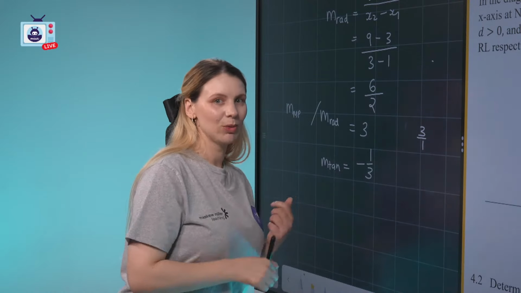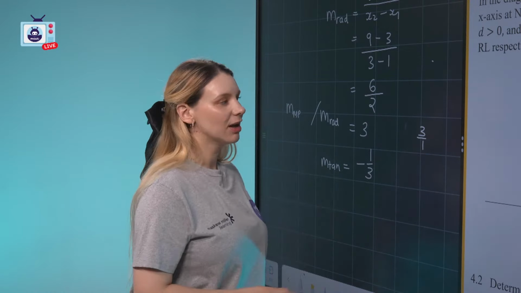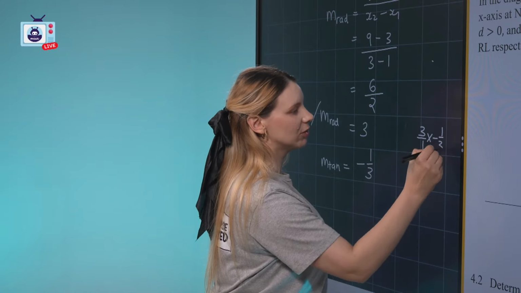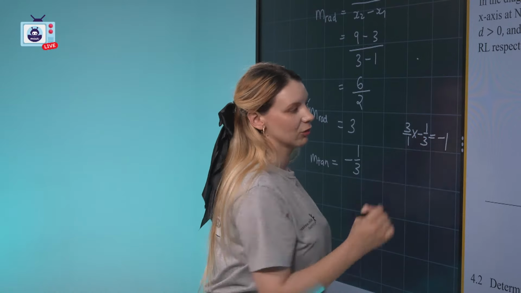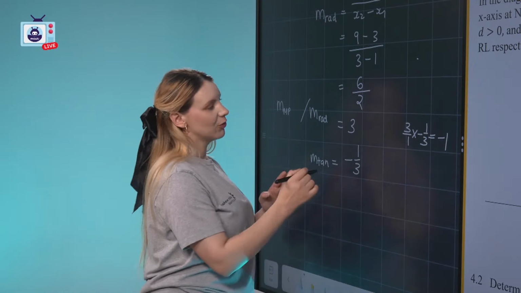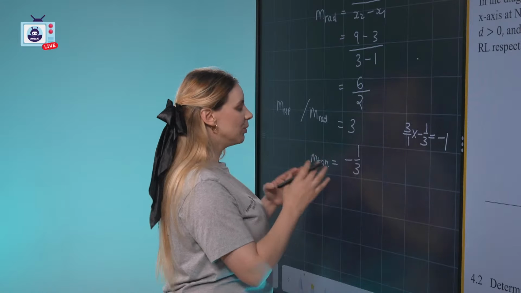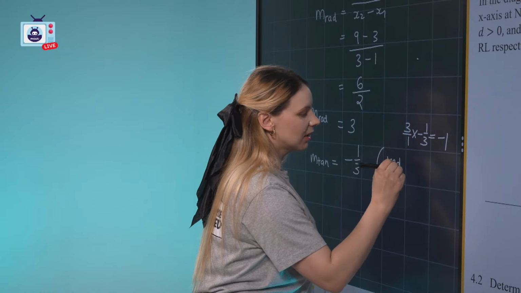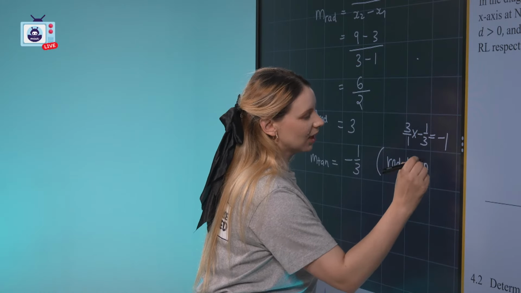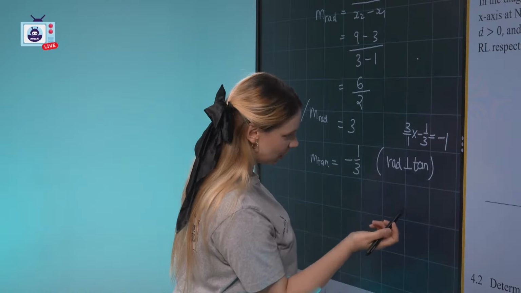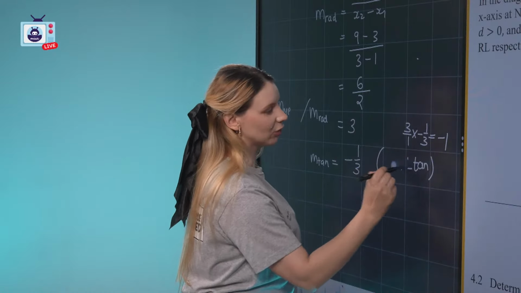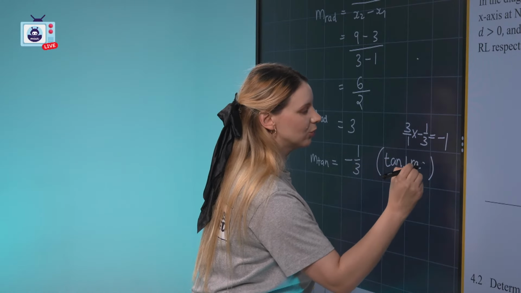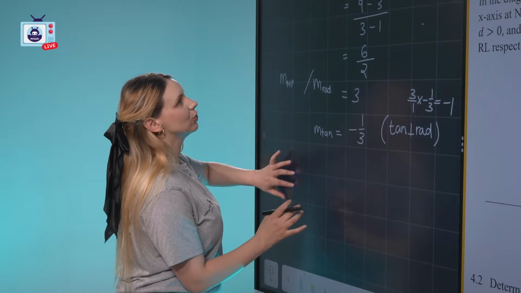Why? Remember back when we looked at the formulas, if they are perpendicular, then when you multiply them, 3 over 1 times negative 1 over 3 must give me negative 1. So that's how you work out if we have two perpendicular lines. And we can only say this is our gradient of a tangent because the radius is perpendicular to the tangent. Let's write it the way you would remember it: tan perpendicular to rad, tangent perpendicular to your radius.